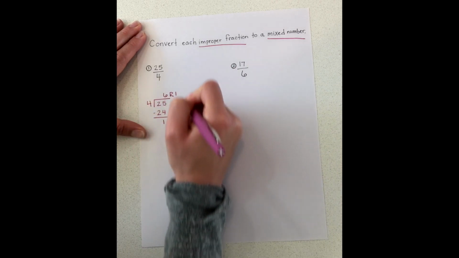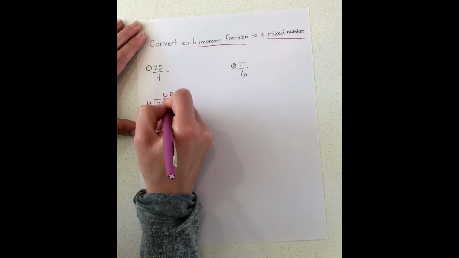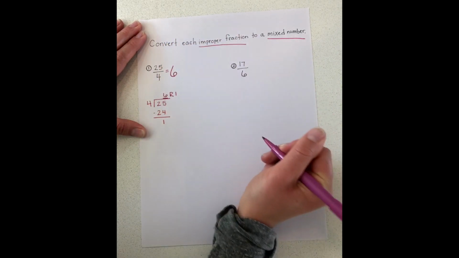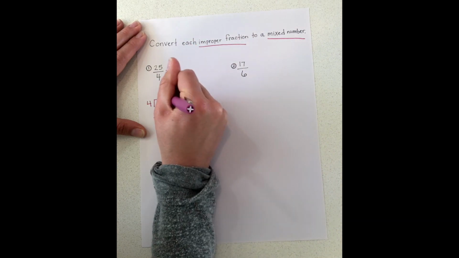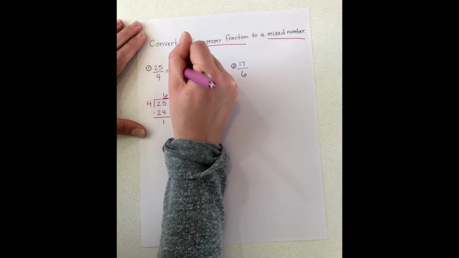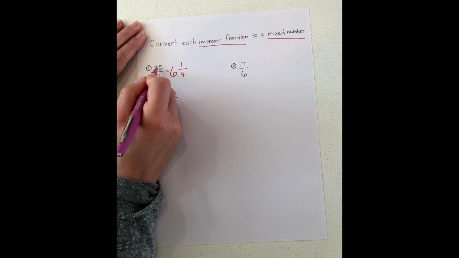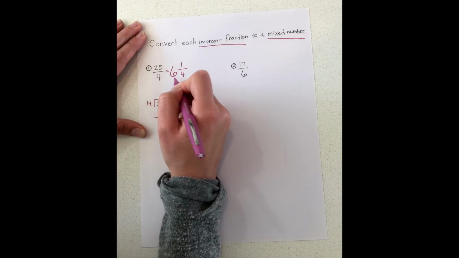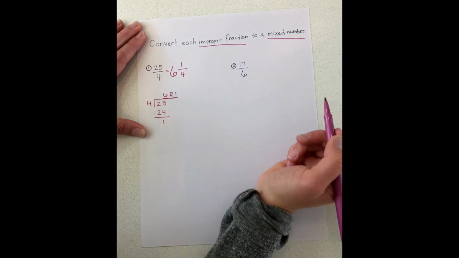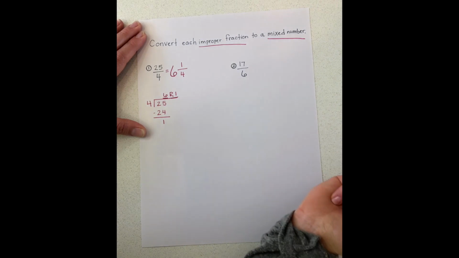Now, we can use this information to convert this improper fraction to a mixed number. 6, which is in my quotient, becomes my whole number in my mixed number. 1, my remainder, becomes my new numerator, and my denominator stays the same. It stays as 4. So 25 over 4 equals 6 and 1 over 4. These two numbers represent the same value. This is the improper fraction version. This is the mixed number version.